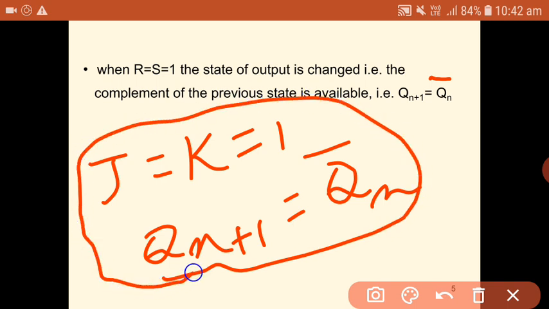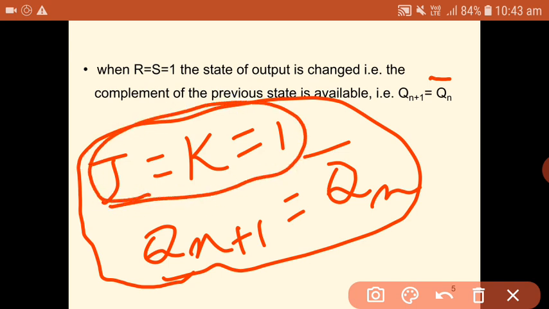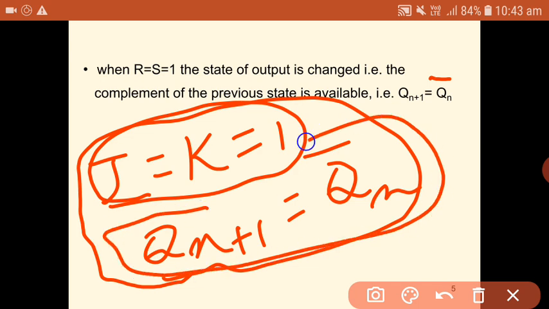So this is how the J is equal to 1 and K is equal to 1 combination is defined in JK flip-flop. So when J is equal to 1 and K is equal to 1, the present output will be equal to the complement of the previous output. We will see how that is implemented with the help of circuit diagram and all those things in the further slides. So for the time being, remember, for J is equal to 1 and K is equal to 1, you will be getting the present output as equal to the complement of the previous output. Qn plus 1 is equal to Qn bar.